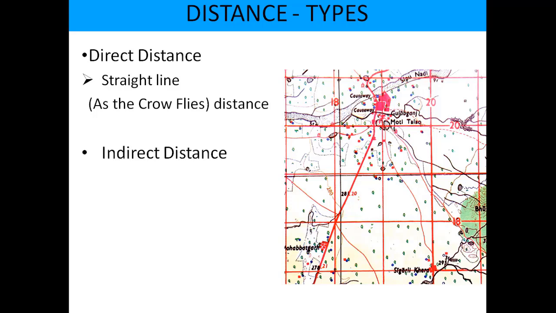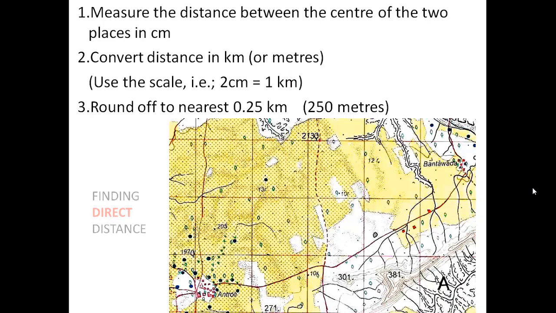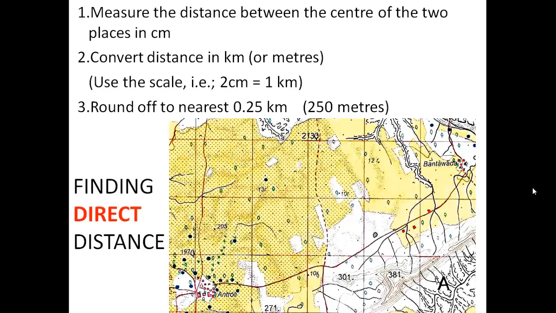The second type is indirect distance. In this, one can measure the distance along the path, for example, along the road, along the cart track, river and canal. Now we'll learn how to find direct distance between two places on a topographical map.